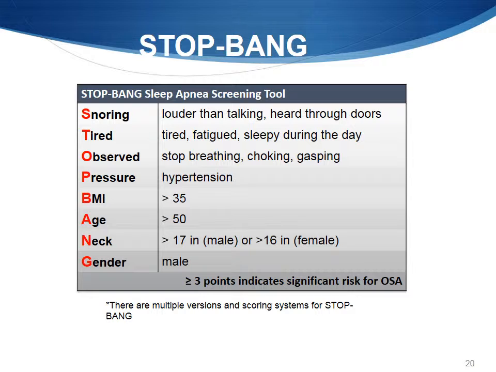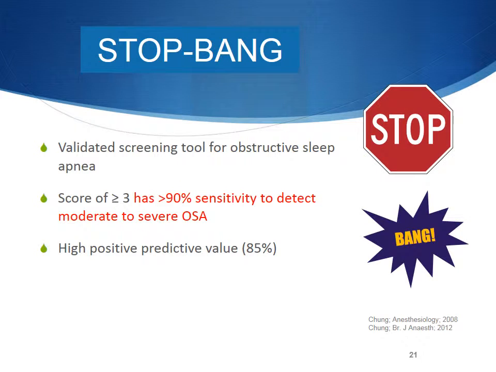But really, the first 4 are more what you would observe, the second 4 are more physical findings. And usually if you find more than 3 of these in a patient, then it's more likely they're going to have sleep apnea. And it has a high predictive value. And it's very easy to do. I mean, you can memorize this and think about it.